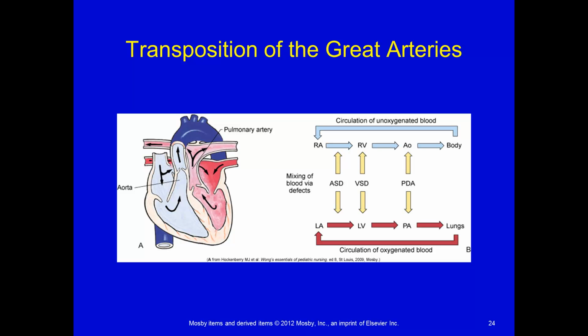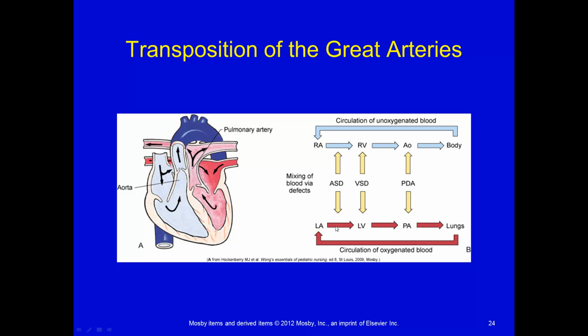And here's a good picture for you. So you see here the aorta comes off of the right side of the heart, and the pulmonary artery comes off of the left side of the heart. And here's a good illustration of the circulation of unoxygenated blood that just keeps getting recirculated and recirculated, and it never gets oxygenated because it never gets to the lungs, because it just keeps going to the body. Or you have this circulation down here of oxygenated blood that just keeps going from the left atrium to the left ventricle to the pulmonary arteries to the lungs and back.